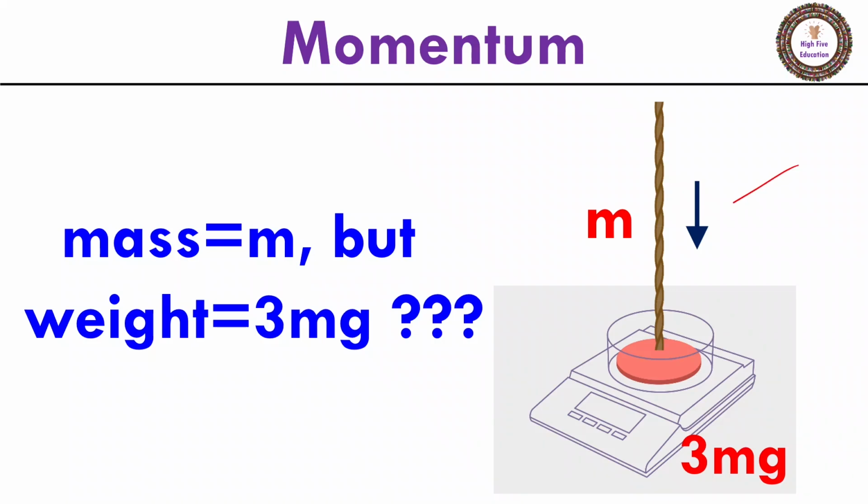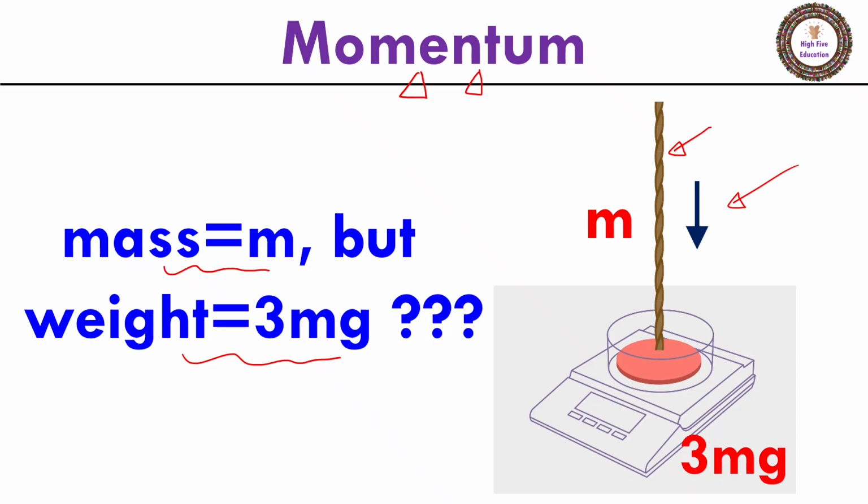Today let's discuss a very interesting question. How can a rope of mass m actually weigh 3mg on a scale? This is a very interesting question related to momentum. And after today's discussion, you should have a very good understanding of momentum and continuous mass.